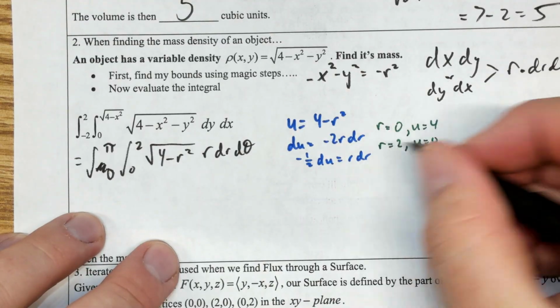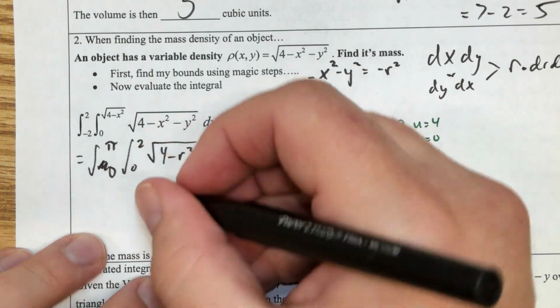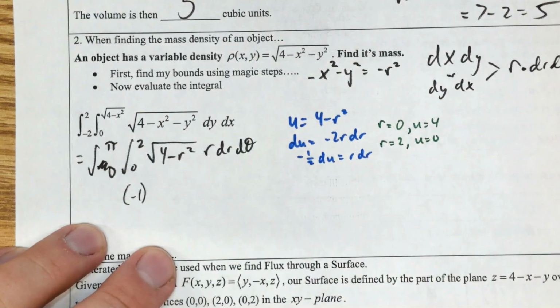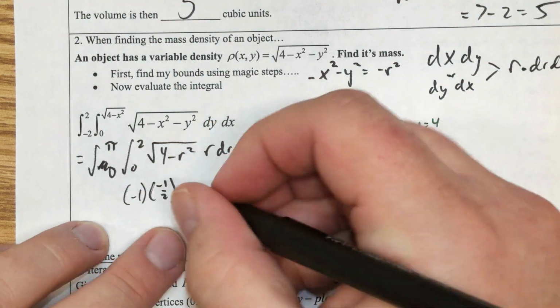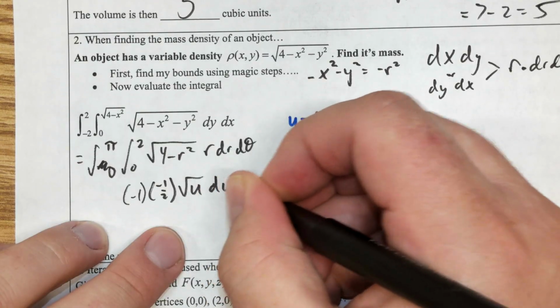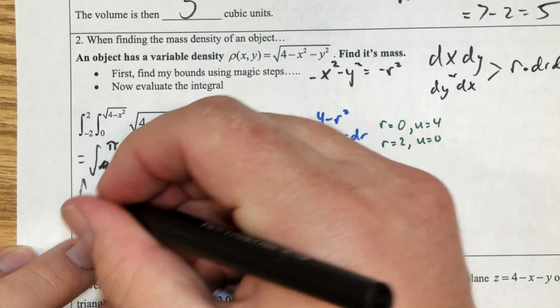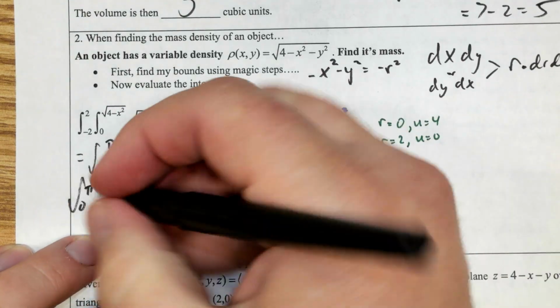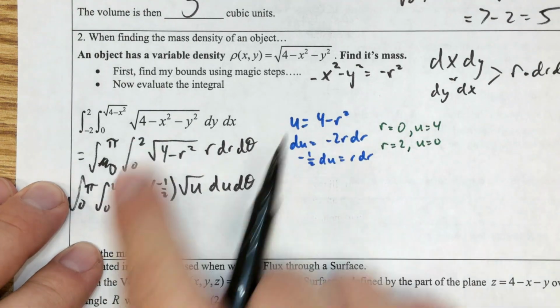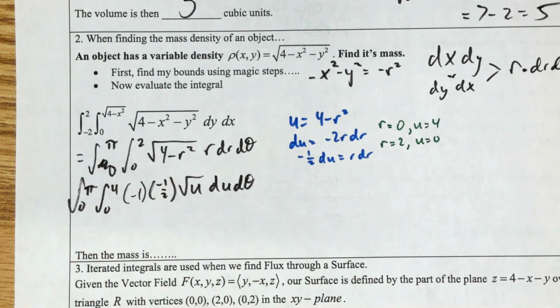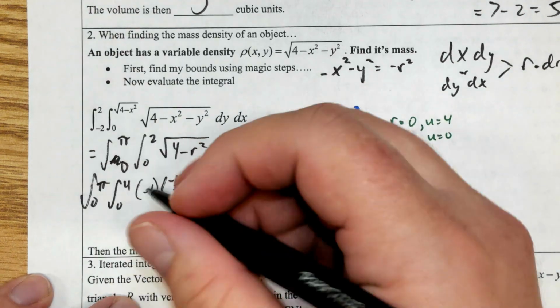So can we just agree that this is going to generate a negative 1 half? And now I just have this, and my bounds revert to 0 to 4. That 4 to 0 flips to here. If you don't agree, just trust me that I did it correctly because I definitely did.